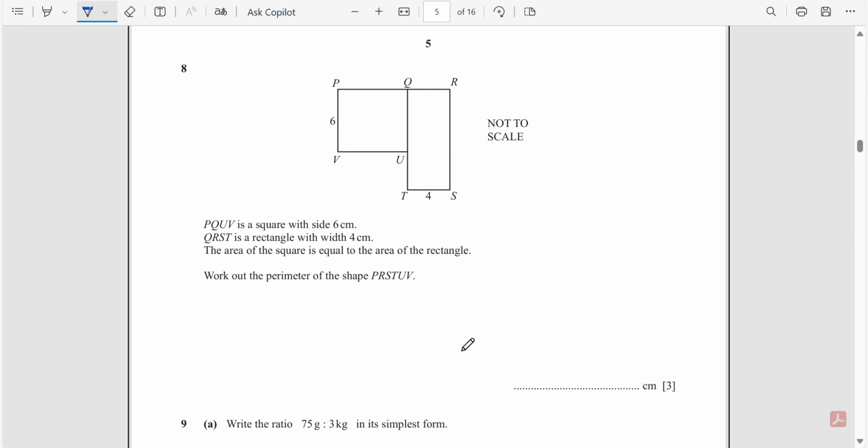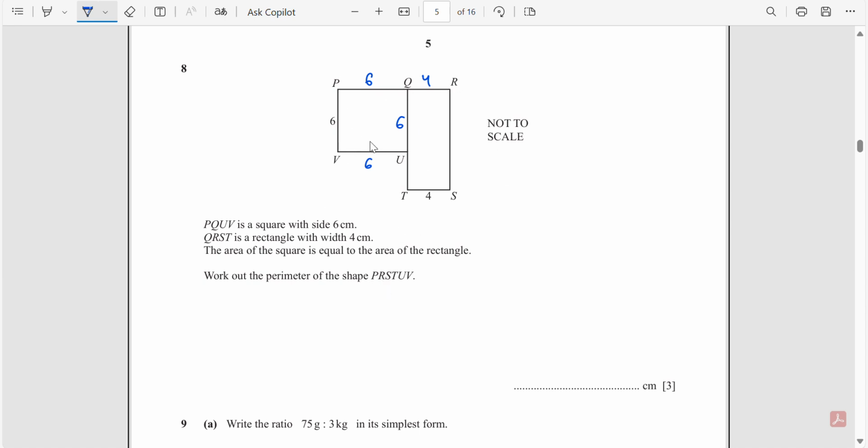Okay, PQUV is a square with side 6 centimeters. So if this is 6, this is 6, this is 6, and this is 6. QRST is a rectangle with width 4. So if this is 4, this is also 4. The area of the square is equal to the area of the rectangle. Work out the perimeter of the shape, this whole shape.